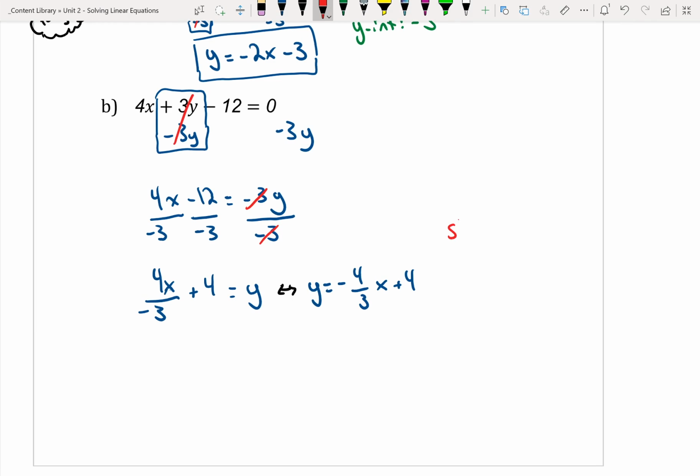Then I just need to write my slope and my y-intercept. My slope is the value with the x, so negative 4 over 3. My y-intercept is 4, because it's the value on its own, a constant.